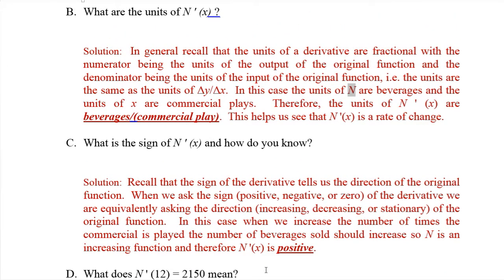Think about that one a bit. What does N prime of 12 equals 2,150 mean? When you get that worked out, come back and let's check your work. Press pause now.